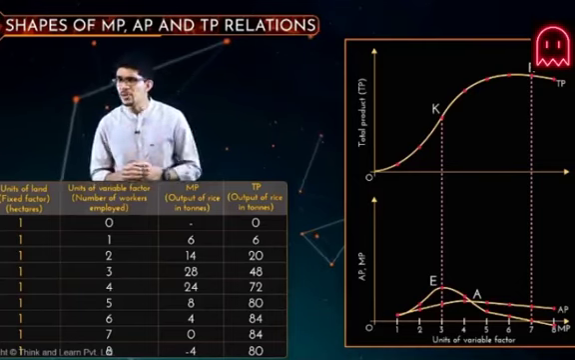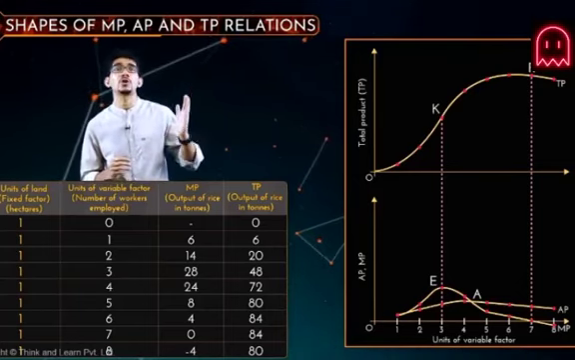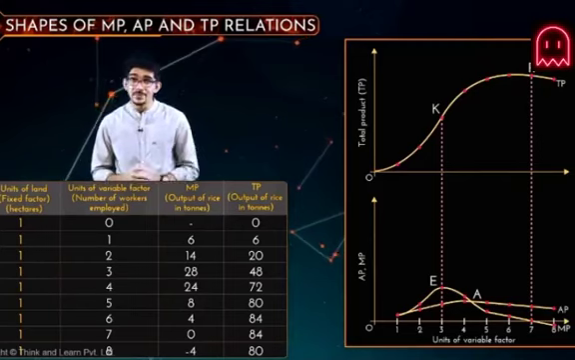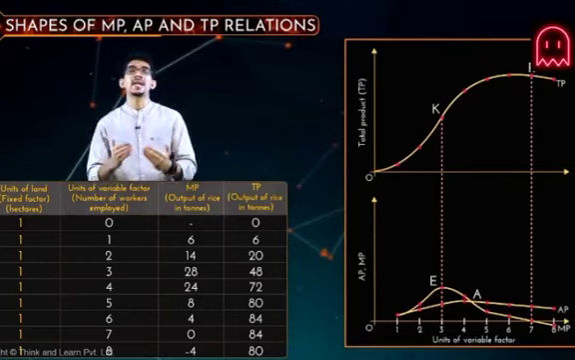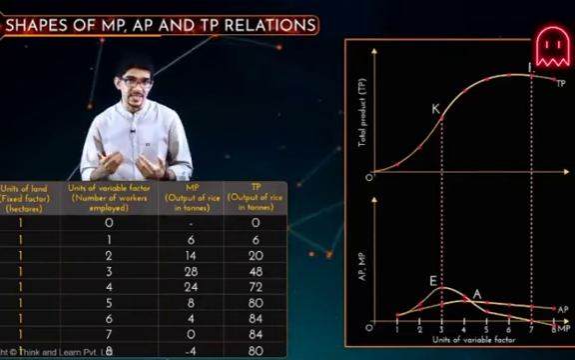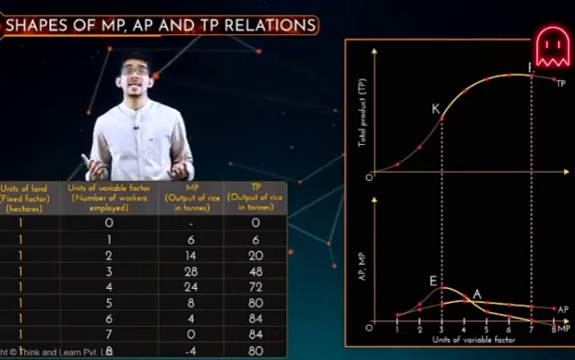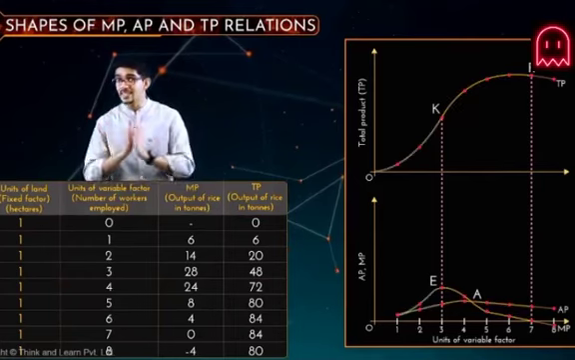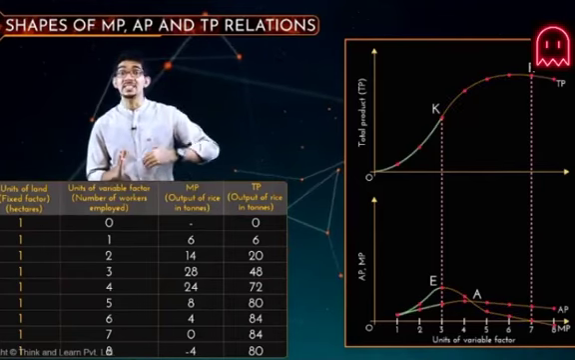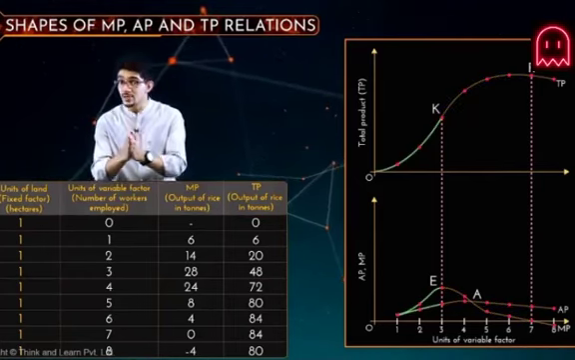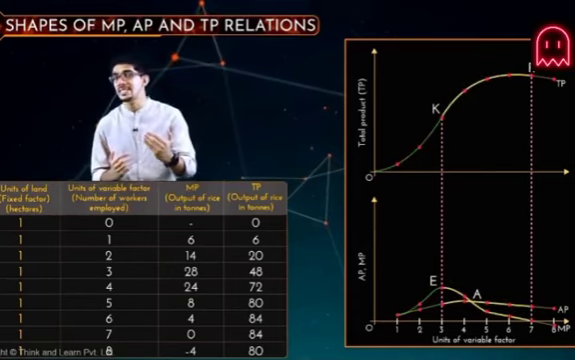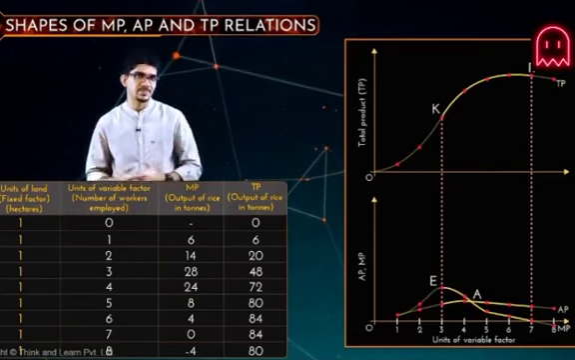In the same way, do you see that rising TP would not always point to increasing returns? Because TP rises even when MP is decreasing, as in a situation of diminishing returns. The only difference is that in a situation of increasing returns, TP rises at an increasing rate, while in a situation of diminishing returns, TP rises at a diminishing rate.